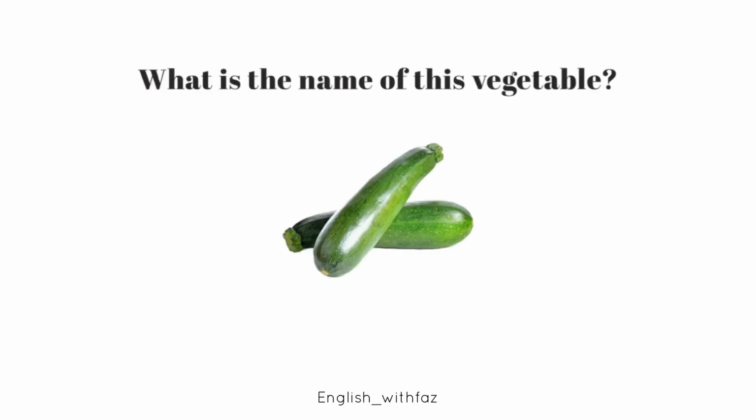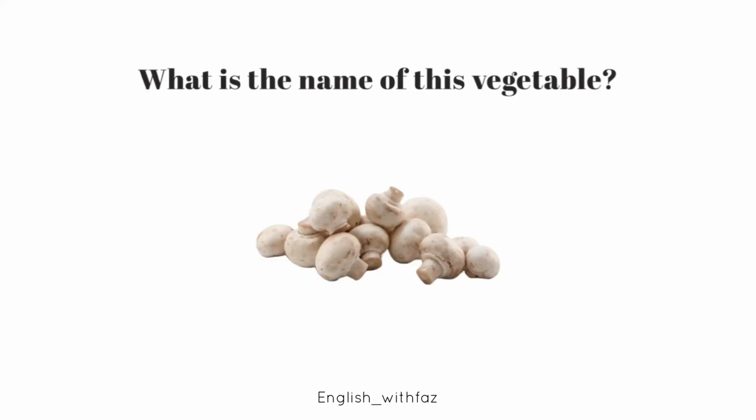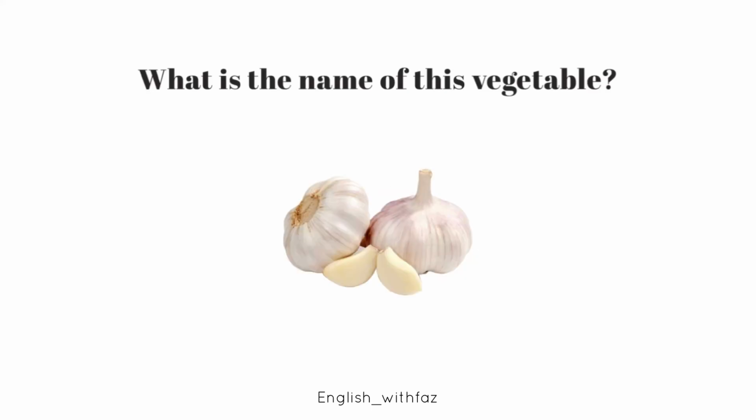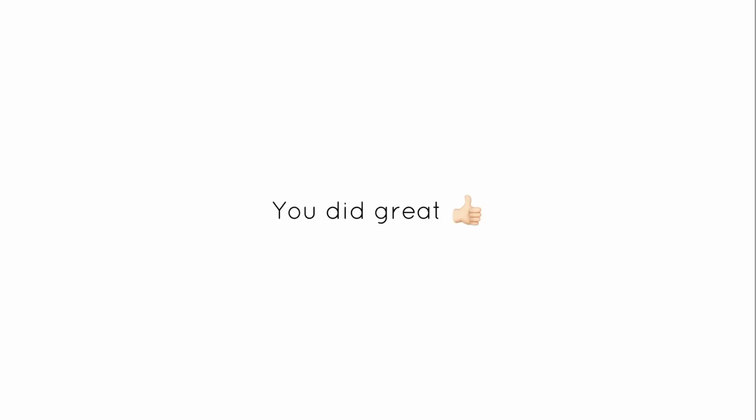So what's the name of this vegetable? Zucchini. Good job. Now what's the name of this one? Eggplant. Very good. Now this one. Mushrooms. Good job. This one. Garlic. Very good. Last one. Cabbage. Excellent. So that was today's lesson.